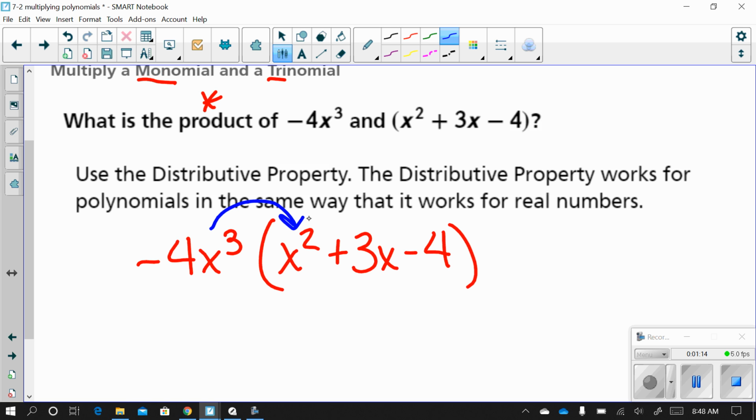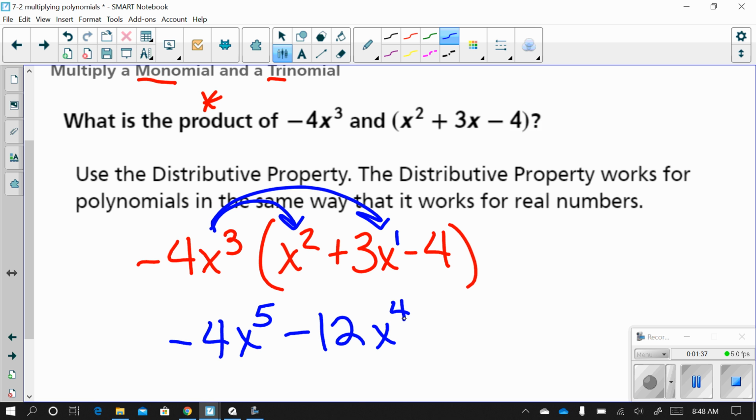So negative 4x cubed times x squared, coefficient is negative 4. When I multiply, do you guys remember what we do to exponents? Right, we add our exponents. So 3 plus 2 gives me x to the 5th. Distribute again. Negative 4 times 3 gives me a negative 12. Okay, remember this has an exponent of 1, so 3 plus 1, x to the 4th.